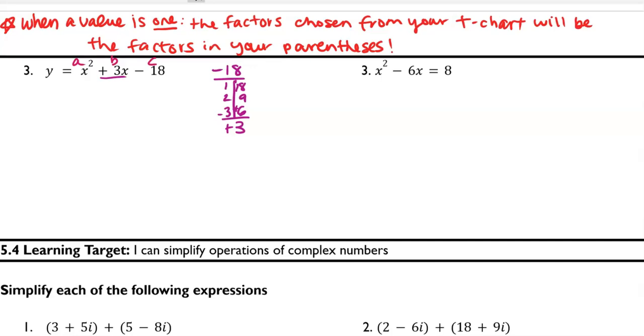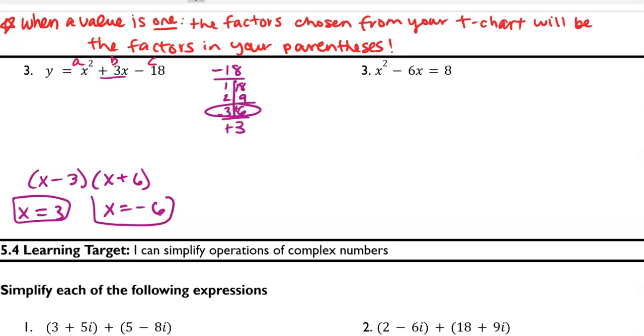So let's do our trick. -3 and 6, say x minus 3, x plus 6. Now we can see that our solutions are x equals 3 and x equals -6. Now, if you don't believe me, let's check.